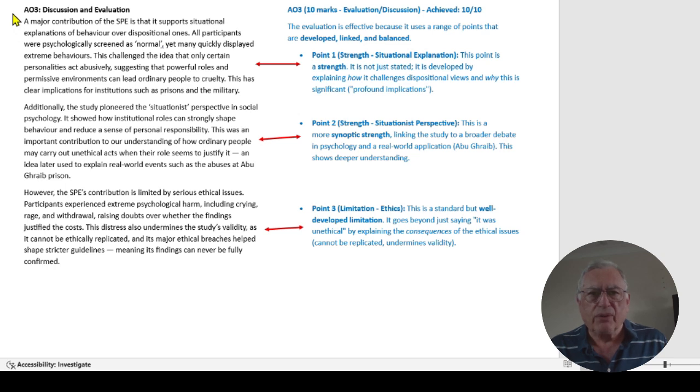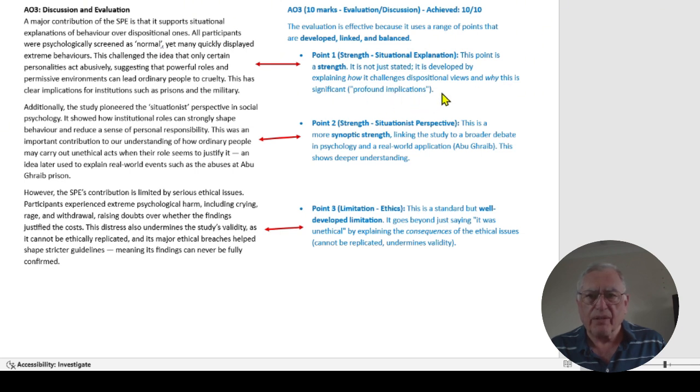And if you have a look at this first paragraph, you see how the participants were psychologically screened, seen to be normal, and yet they behaved in unusual and cruel ways. So that's got clear implications for institutions such as prisons and the military, and perhaps even in schools. That first point, the situational explanation, is a strength. It's not just stated. This point is developed by explaining how it challenges dispositional views and why this is significant.